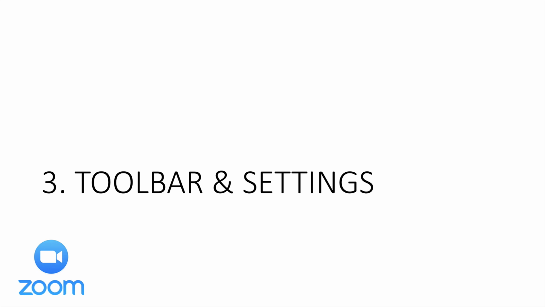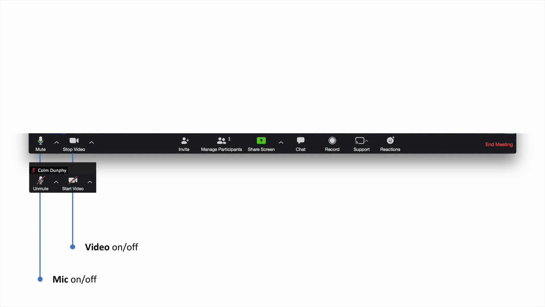Let's look at the toolbar and some of the settings. So here's the toolbar you're going to see in each one of your meeting rooms. Two buttons on the left hand side are probably the most important. We have the mute for turning the mic on and off, and that's for both participants and hosts. You'll want to turn your mic on and off at various times. Likewise for the webcam, you may not want to have your video on the whole time, so you can stop the video here. And it just toggles the state of these buttons.